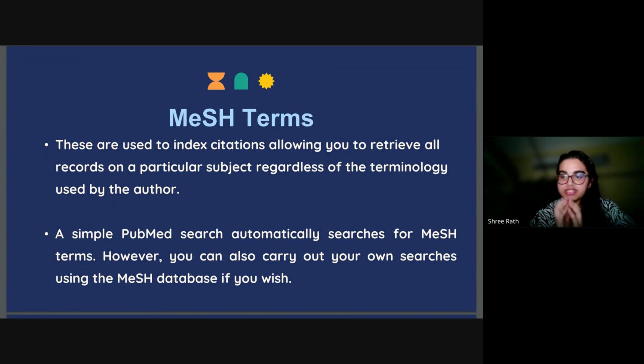So MeSH terms, they help you. This is done by PubMed automatically. That is, it automatically assigns certain main headings to each and every study, what the study exactly focuses on. And when you're doing a review of literature, it will help you identify these specific studies. So using MeSH terms gives you a precise and very comprehensive search result in which you can be almost sure that most of the studies, if not all, will be somehow relevant to you according to your research question.